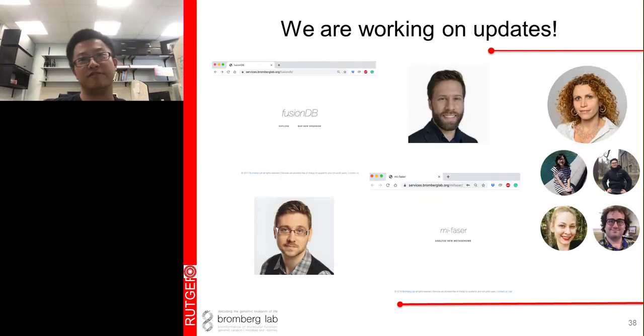Here I want to give some credits and acknowledgements to the people who are also behind this. Dr. Yannick Mächlich, on the bottom left corner, is also a co-author of the FusionDB. And Dr. Max Miller, the guy in the middle on the top, is also a co-author of MyPhaser. We are currently updating these 2 tools. So if you have any ideas or suggestions, please feel free to shoot me an email. I'll be very happy to hear them.